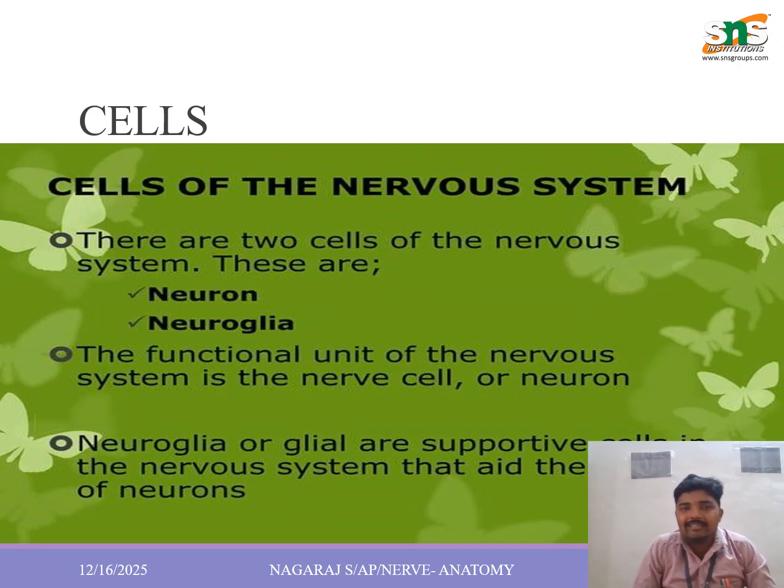Then the cells of the nervous system. There are mainly two types of cells: one is the neuron and the other is the neuroglia. The neuron is the functional unit of the nervous system, that is, the nerve cell. The neuroglia are the glial supportive cells, the aid of the nervous system.